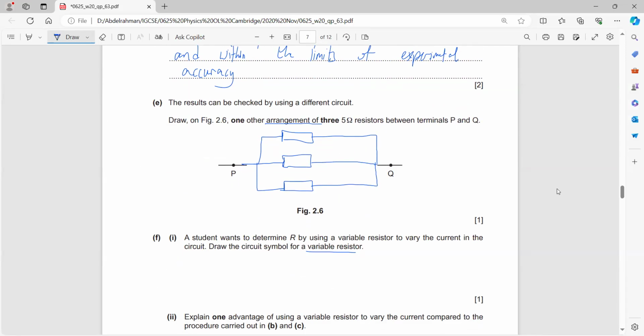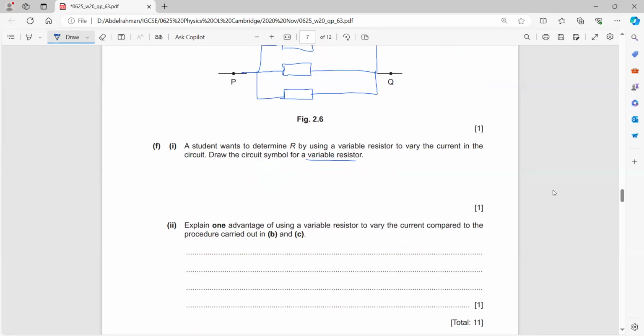Okay. The variable resistor: we know how to draw a variable resistor. A rectangle with an arrow through it. The arrow could be facing upwards, downwards, to the left, or to the right. It doesn't really matter. Suggest one advantage of using a variable resistor to vary the current compared to the procedure carried out in B and C.